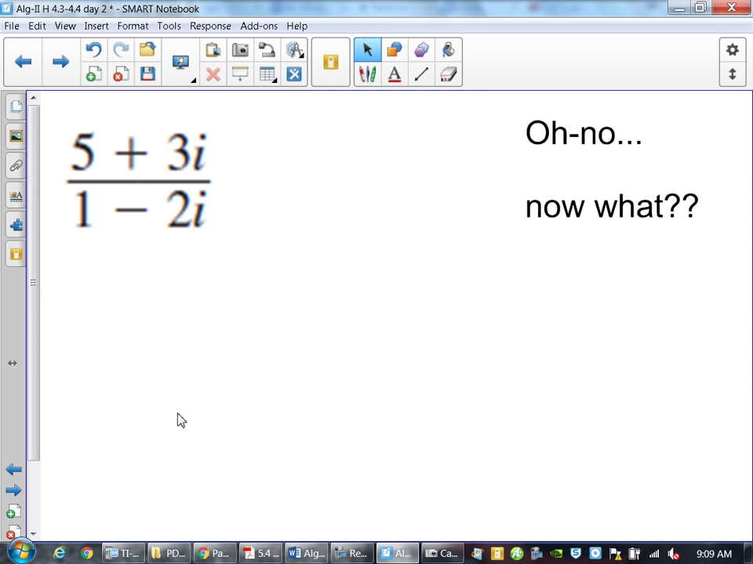I'm going to take and multiply the top and bottom of this by 1 plus 2i. Because if I multiply these two together, the middle term drops out. There will be no i's in the denominator. That's how you simplify these things. You're going to multiply by conjugates. Okay? So I always like to deal with these one at a time.